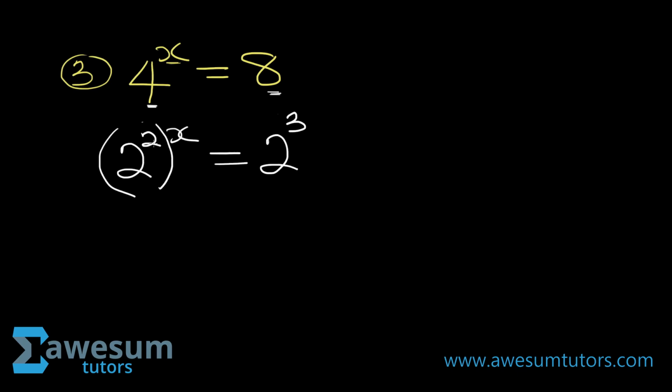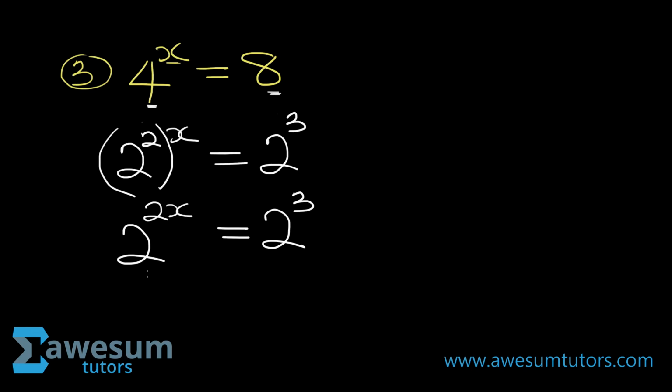Now, if you remember your law of indices, this 2 is raised to the power of 2, which is also still raised to the power of x. So now I can open up by multiplying the powers. 2 times x is 2x. That means I will have 2 raised to the power of 2x. Very good. Equals to 2 raised to the power of 3 right here.